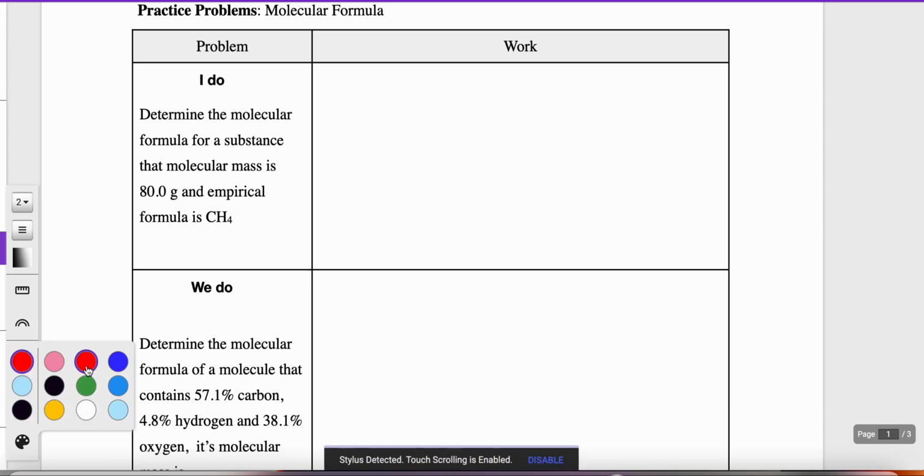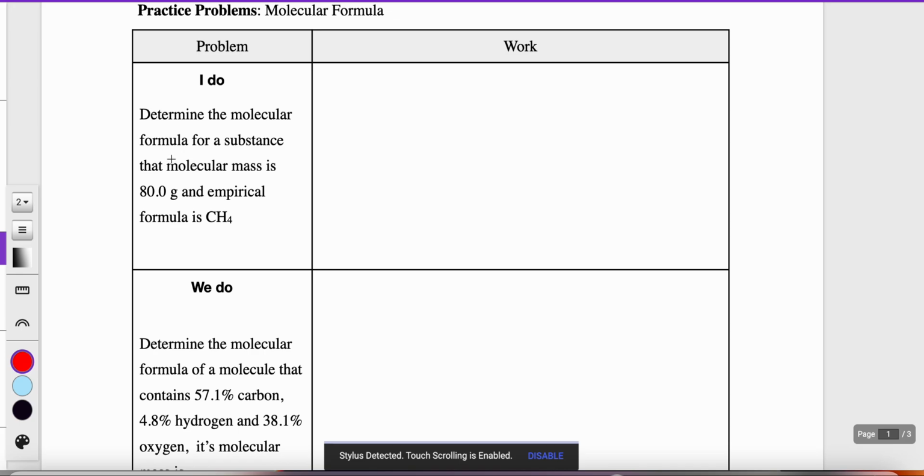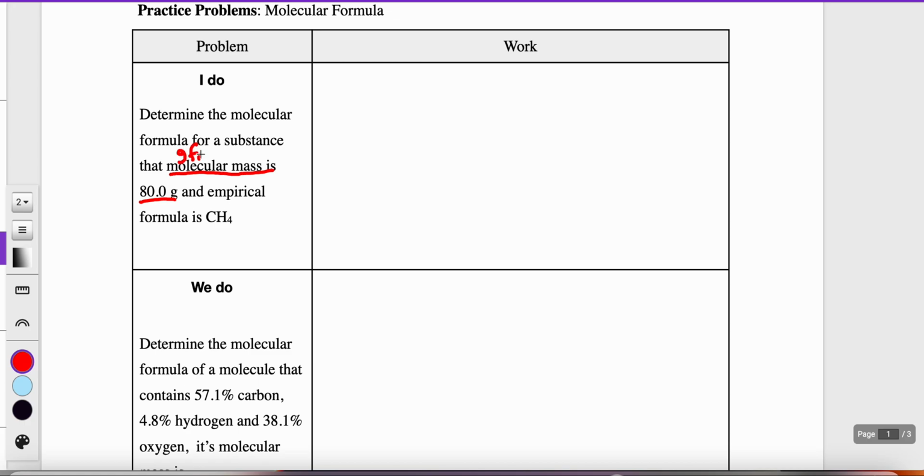So when I read through this, it says, determine the molecular formula for a substance that has a molecular mass that's 80.0 grams. So this type of information, when it tells you the molecular mass is 80.0 grams, we need to recognize that this represents the GFM of the molecular formula. And as we keep reading, it says that the empirical formula is this CH4.